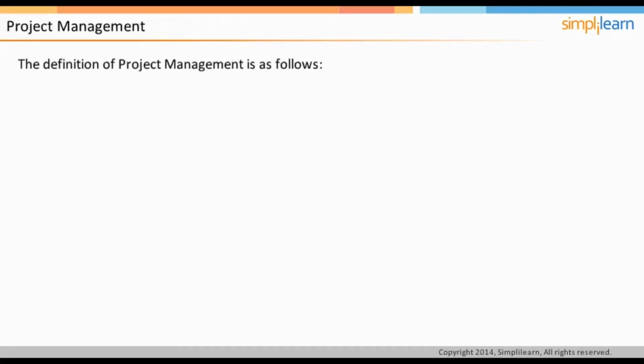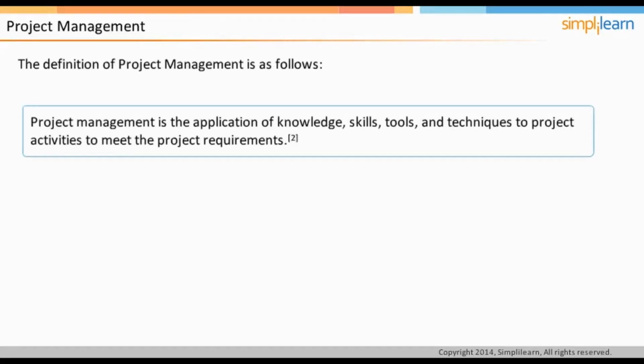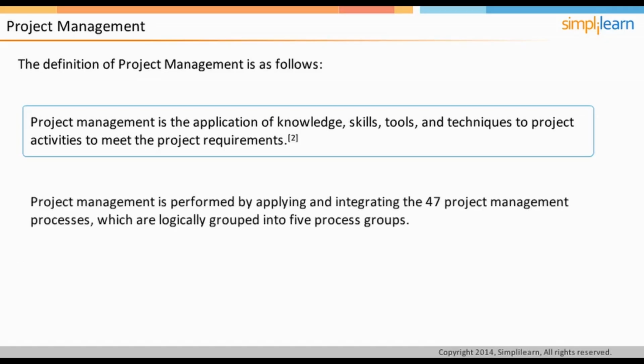As defined in the PMBOK Guide, project management is the application of knowledge, skills, and tools and techniques applied to project activities to meet the project requirements. Project management is achieved by proper application and integration of the 47 processes. Project application and integration means these processes should be executed in the right manner as well as in the right order. In the next screen, let us discuss how to manage a project.